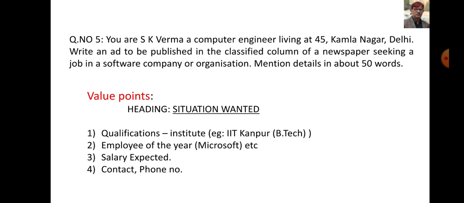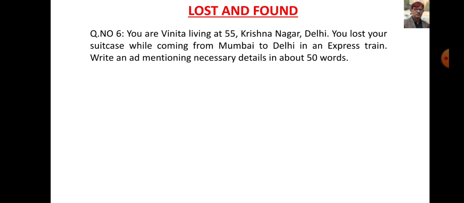So the most important thing that you have to take care of in this is that you should write something extraordinary about yourself. Okay. As I have mentioned, IIT Kanpur, quite impressive. I have mentioned Microsoft, a company which is world famous. And I have mentioned he has been an employee of the year in the year. You may mention the year also. I hope this type of advertisements are clear now. Let's move on to the last one, that is lost and found.